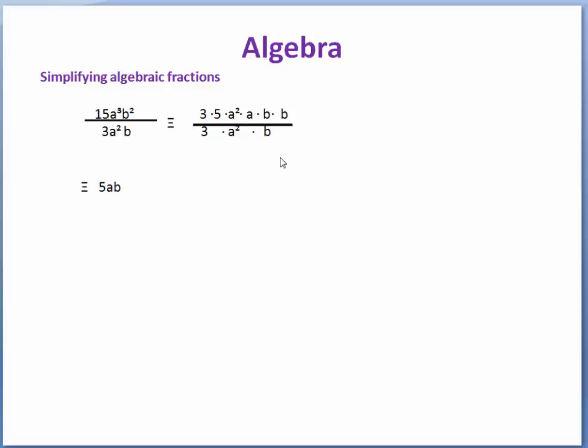So the 15 we look at as factors, 3 multiplied by 5. The a cubed as a squared multiplied by a, and the b squared as b multiplied by b. And then this 3 by itself, the a squared under the a squared, and the b under the b. And can you see that these cancel, these cancel, these cancel, leaving us with 5ab.